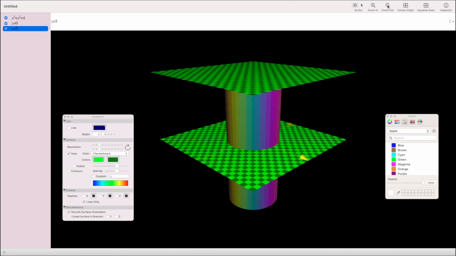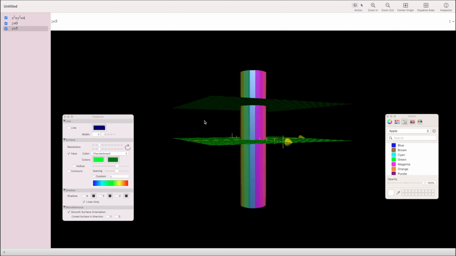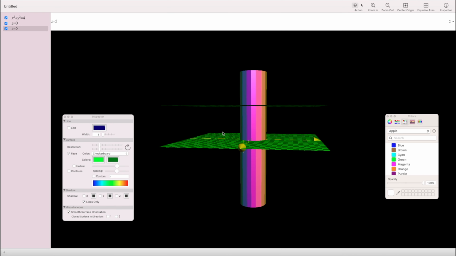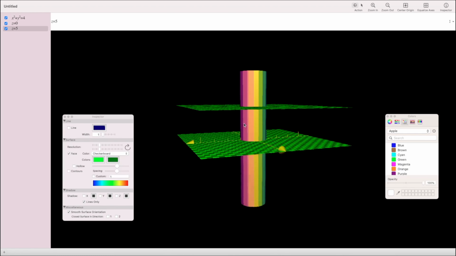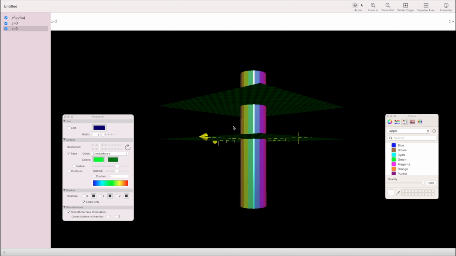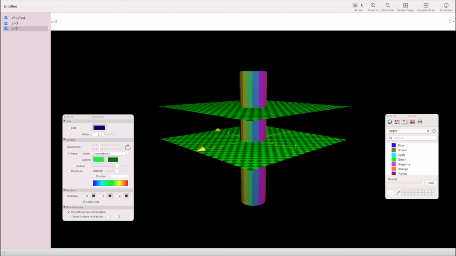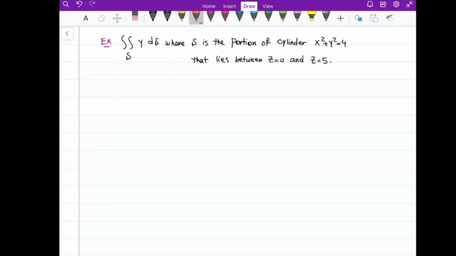Where is z equals 5? There you go, it's here. So we just want to find the double integral of y over just this part of the cylinder between these two planes. Okay, so I'm going to start the solution. The first thing that we need to do is to parameterize S.